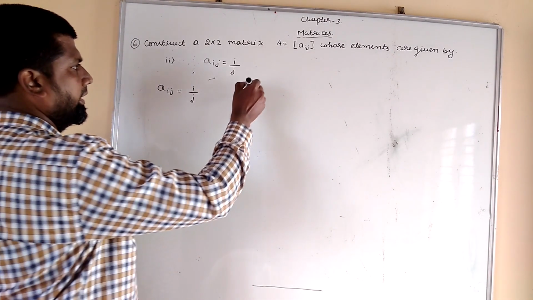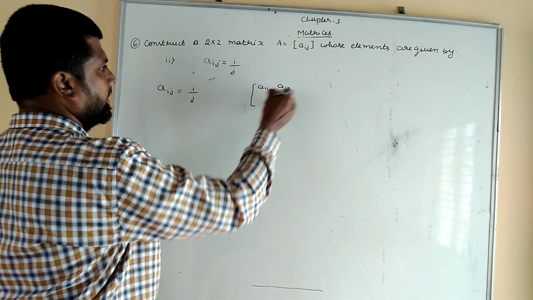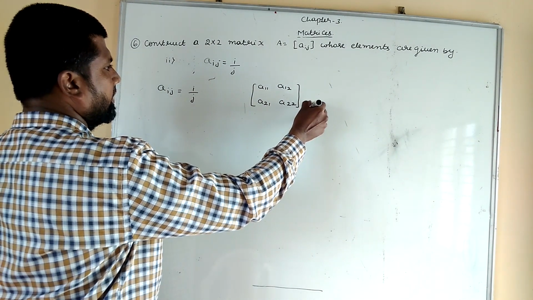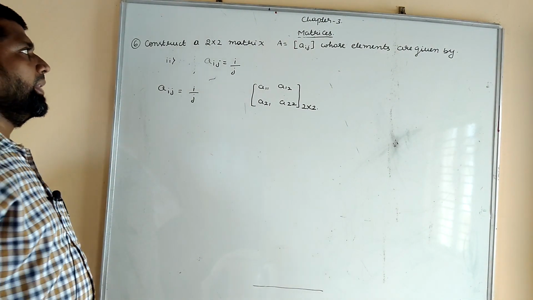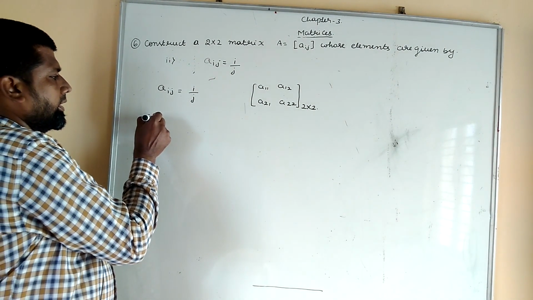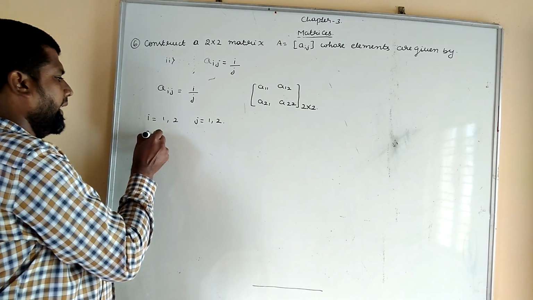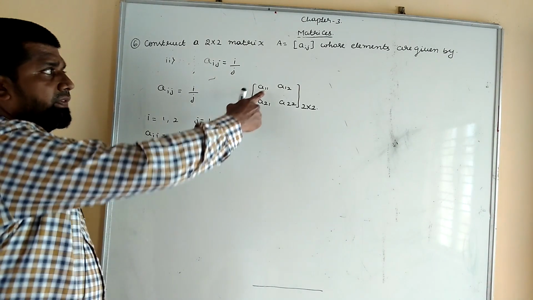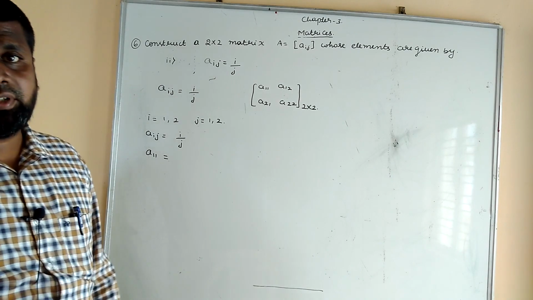Then let us write the general matrix first of order 2 cross 2, A11, A12, A21, A22. So this is the matrix of order 2 cross 2. From this general matrix we can find a matrix of order 2 cross 2 by using the aij term. So i value, let us write 1, 2, j value is 1, 2. So let us take aij is equal to i by j. So let us find the first element A11. A11 means i value is 1, j value is 1.